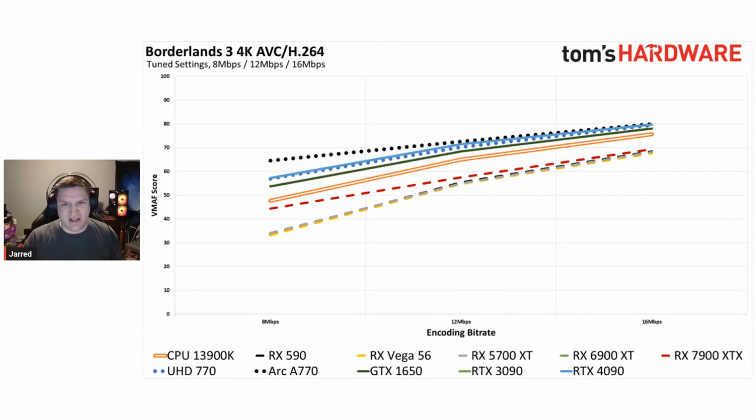So now we move up to 4K. Bumped up the encoding bit rate. So our minimum is now 8 megabits per second. Then we have 12 megabits in the middle and 16 megabits at the end. And you can see AMD's older cards, the 590, which is pretty much totally obscured by the Vega, and the 5700 XT, those are almost identical in terms of quality. The 6900 is actually underneath the red. I believe they have the identical result. So you can't see the green at all, but it is there.